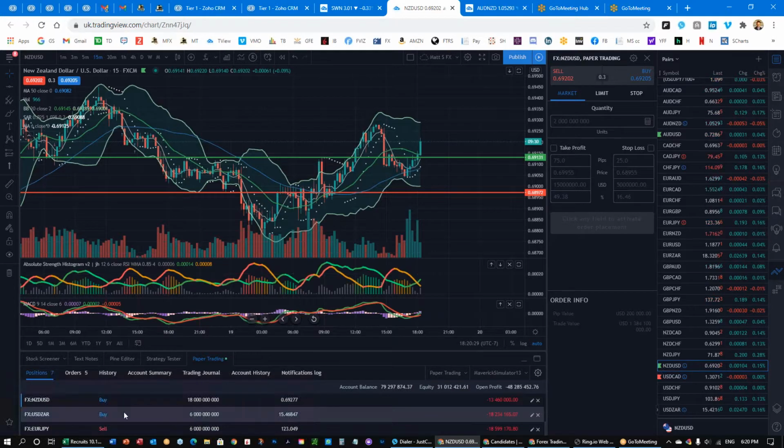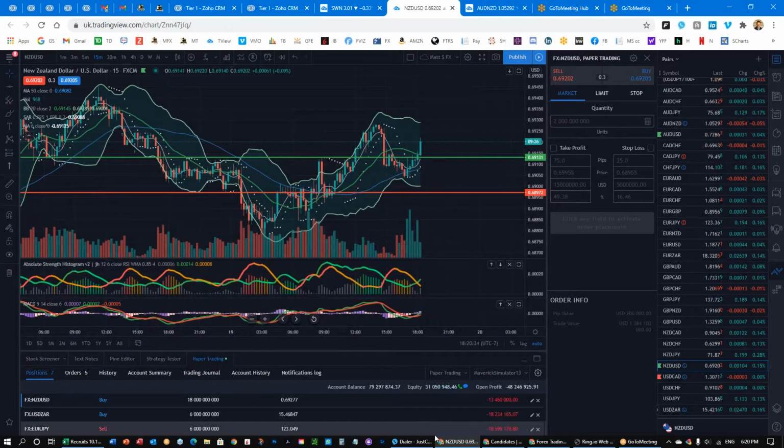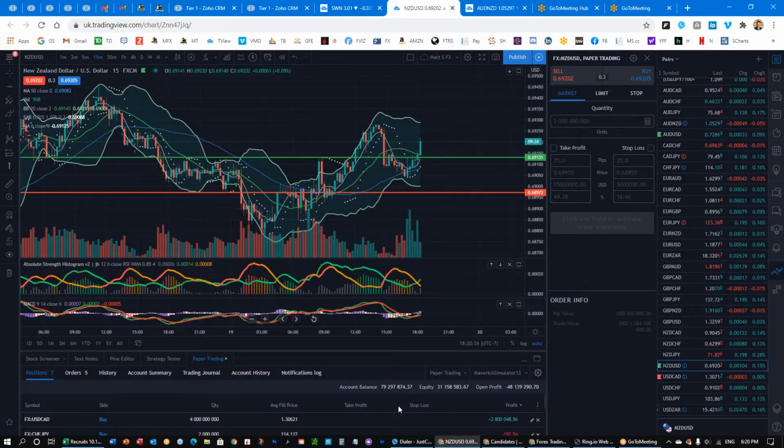Oh yeah, these are just old trades. Got in them a while ago, but again, this is just a simulator, guys. This is not my personal account. I just wanted to show you because I like this histogram and I like doing everything in one spot. Don't want to have to keep toggling back and forth.